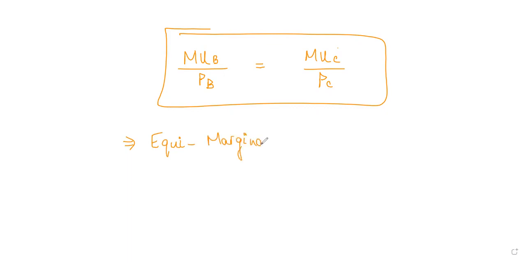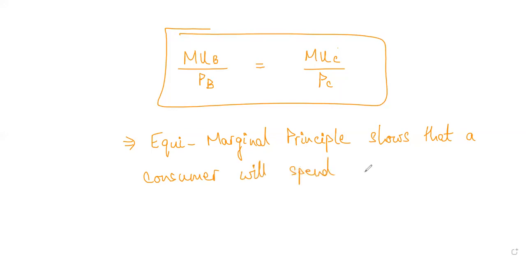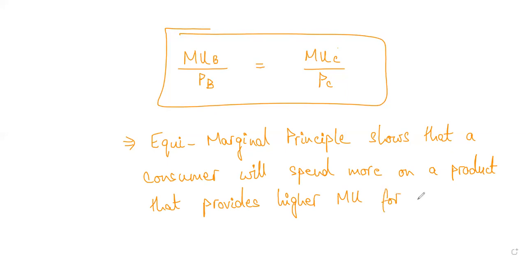This equimarginal principle shows that a consumer, kindly put yourself on mute, will spend more money on a product that provides higher marginal utility for each dollar spent on it. Higher marginal utility for each dollar spent on it. Let me quickly show you that. For each dollar spent on it, right? Now have a look at this, students.